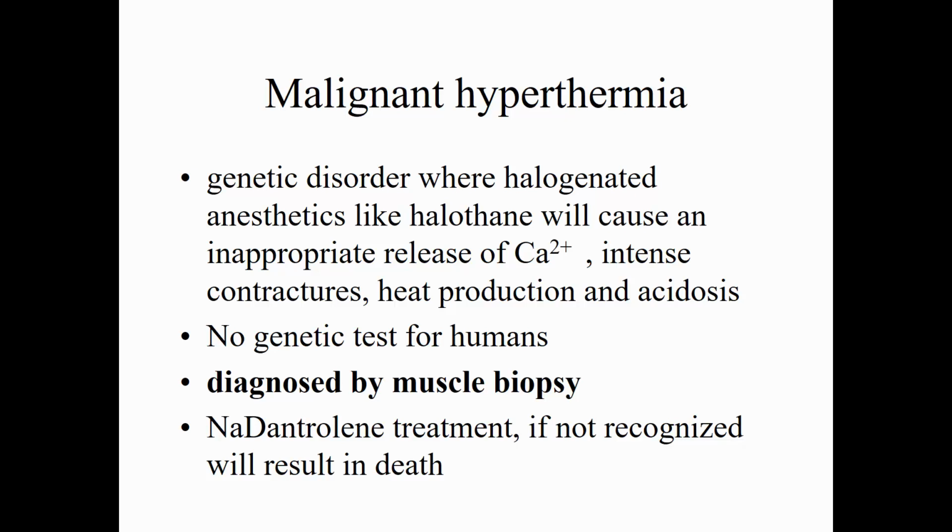Another muscle disease that is important for nurse anesthetists to know about is malignant hyperthermia. This is a genetic disorder where halogenated anesthetics, so there's an anesthetic called halothane, and it's not used anymore, but really it wasn't that long ago.